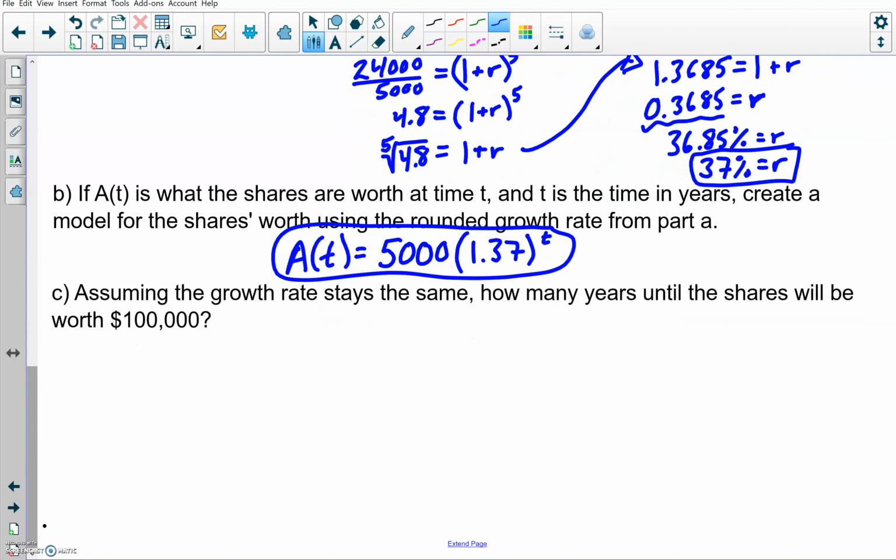So now in part C, assuming the growth rate stays the same, which is a tremendous growth rate, by the way, how many years until the shares will be worth 100,000? So this problem right here, we don't know the t, and this one is going to have a little bit of something you may have never seen before, and maybe you haven't seen any of this before, but this next little piece here is something you may never have seen before, and I want to make sure that I have time to do it without running out of my 15 minutes.